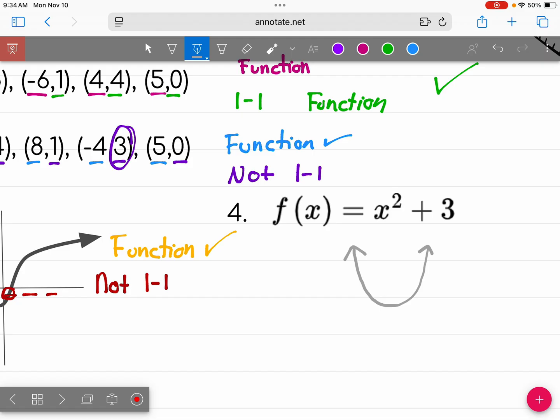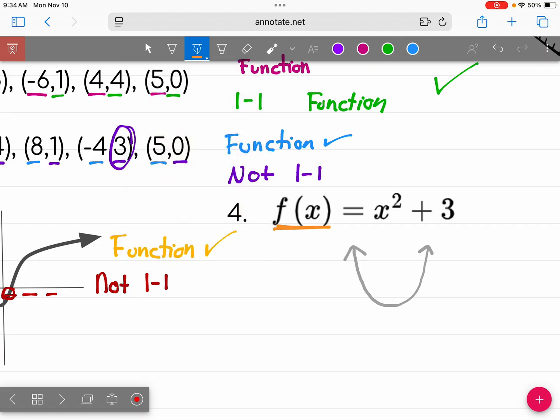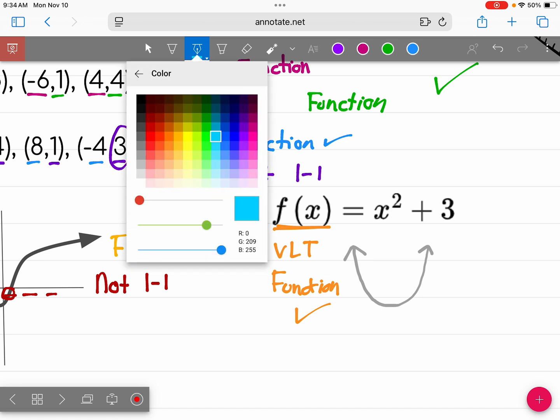Is this a function? Yeah, we get a big old clue right here with the f(x) notation, because if we write it like this, that means it's a function. So definitely a function. From this and from our vertical line test, we know it's a function. Is this a one-to-one function? Nope. This fails our horizontal line test. So any even degree function is going to not be a one-to-one function.